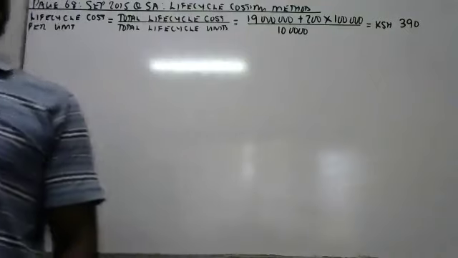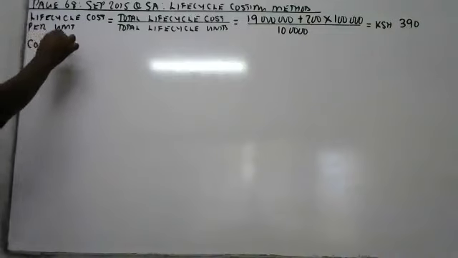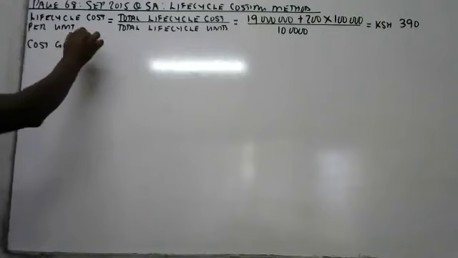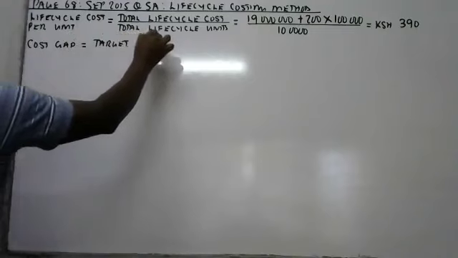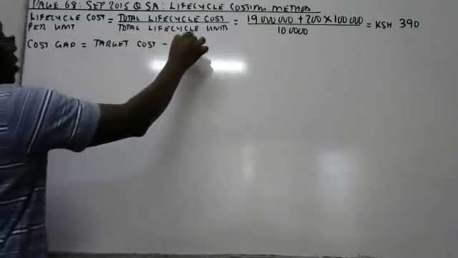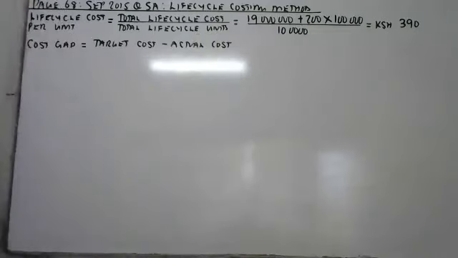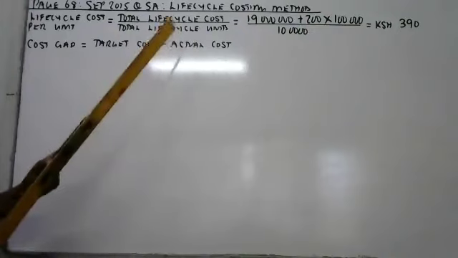Number two, we are told to get the cost gap. So yesterday we said that cost gap is given as target costs minus actual costs. Target cost minus actual cost. And I told you the sign does not matter. You can as well start with actual minus the target, whichever you want.